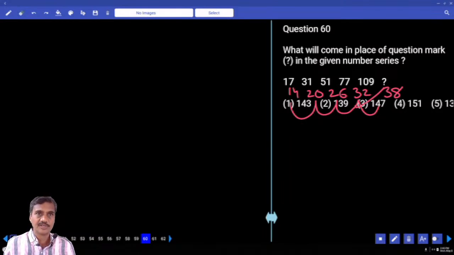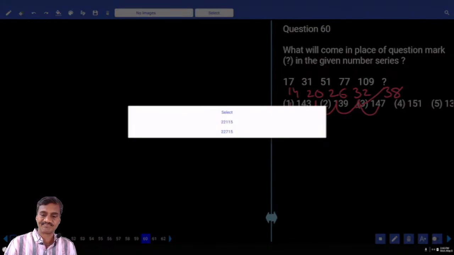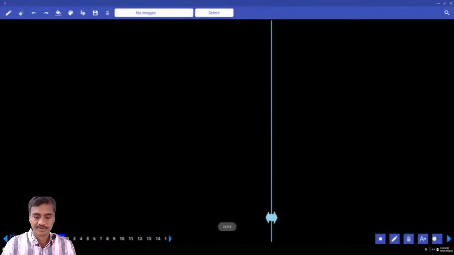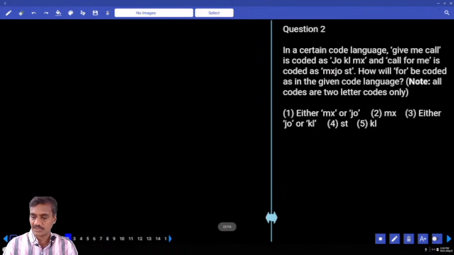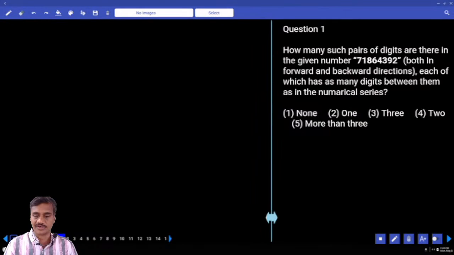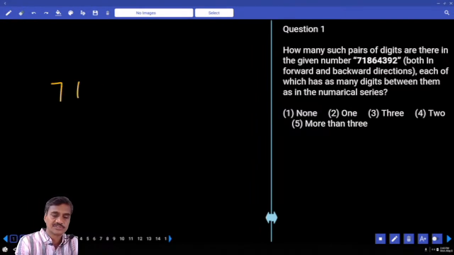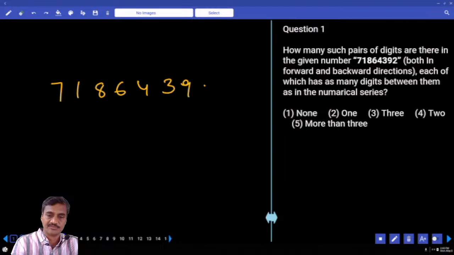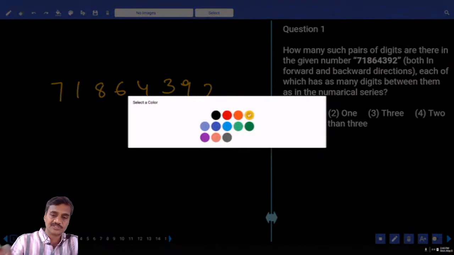And next is PO Prelim. Now in this PO Prelim, question numbers 1 onwards. The first one is based on how many such pairs of digits. What is the number we have? 71864390. 71864390 is the number. Now how many such pairs of digits?